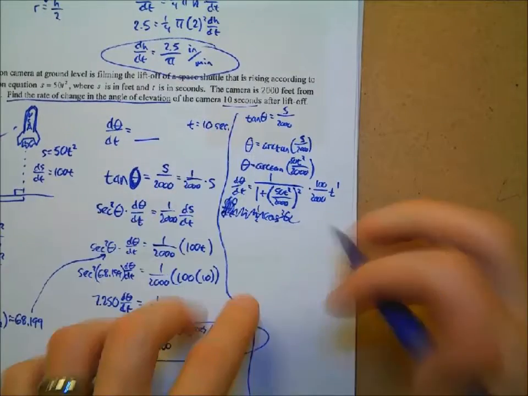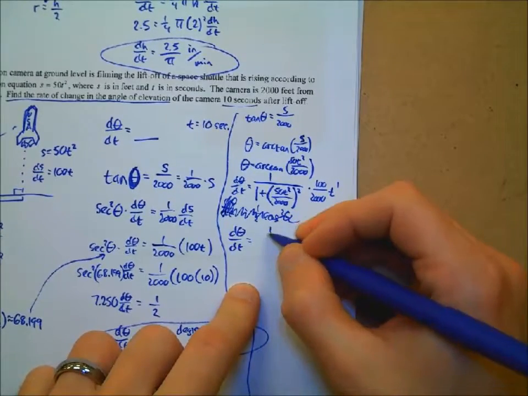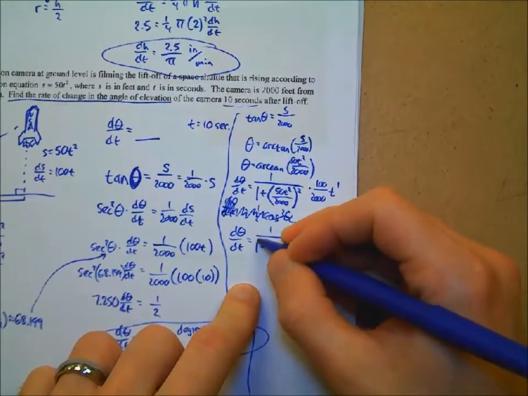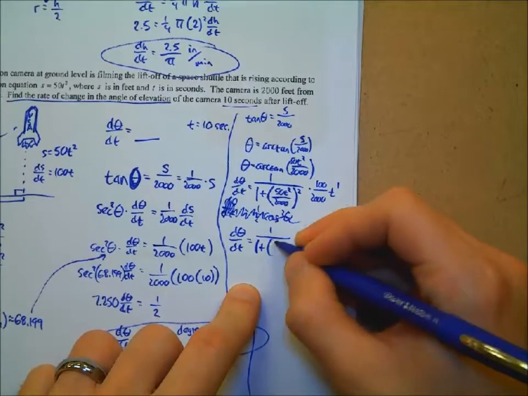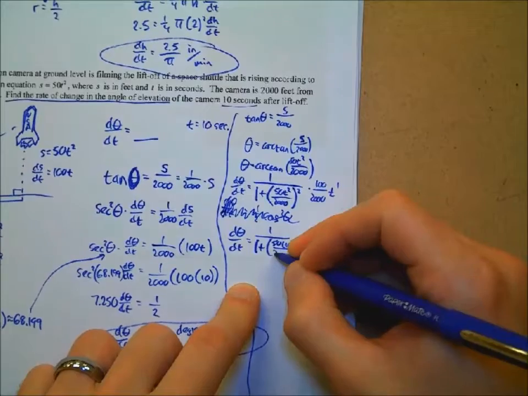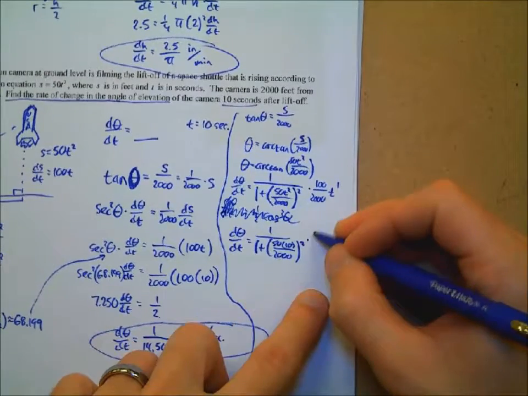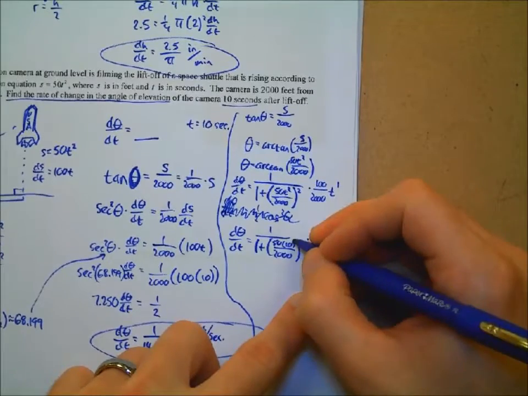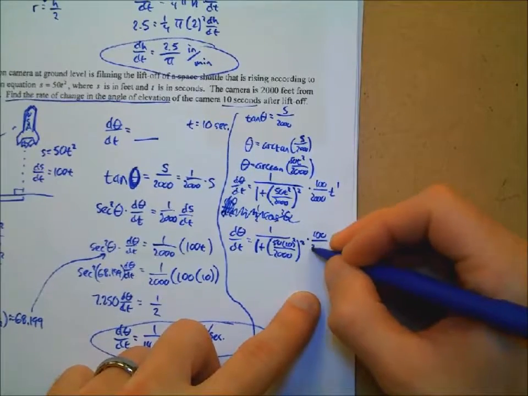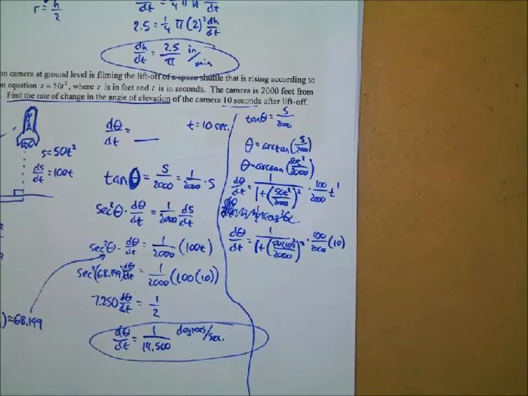So d theta dt equals 1 over 1 plus (50, and I guess I'll just put in the 10 here, over 2,000) squared, times, oh sorry, thank you, 10 squared too. And then times 10. Okay?